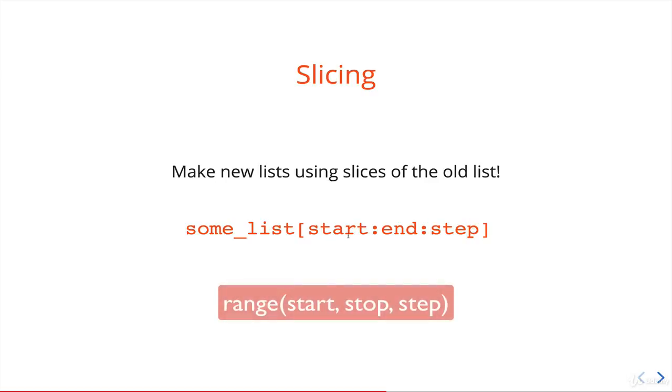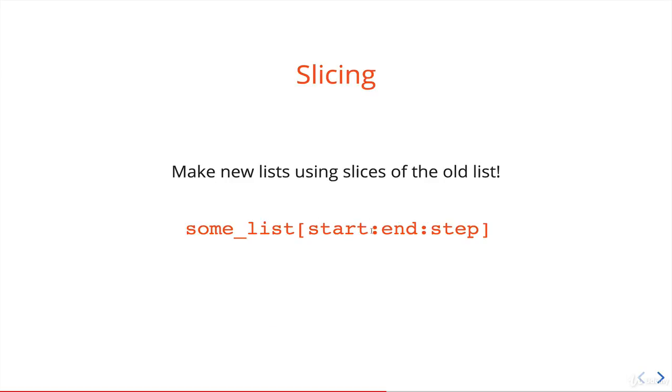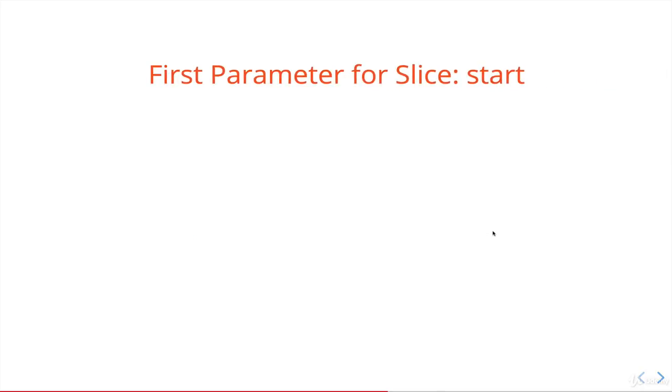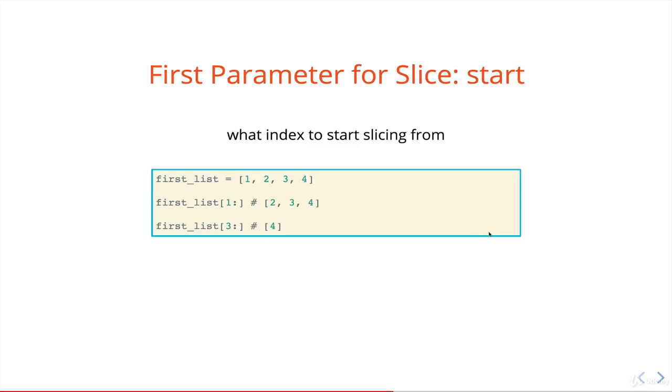Just like with range, if you watch the range video where we created a start, stop, and a step, we could do odd numbers from 1 to 20. The biggest difference is that we're using colons to separate them and square brackets. Okay, so let's take a closer look at the first parameter, which is the start point, the index where we should start slicing. So here's an example.